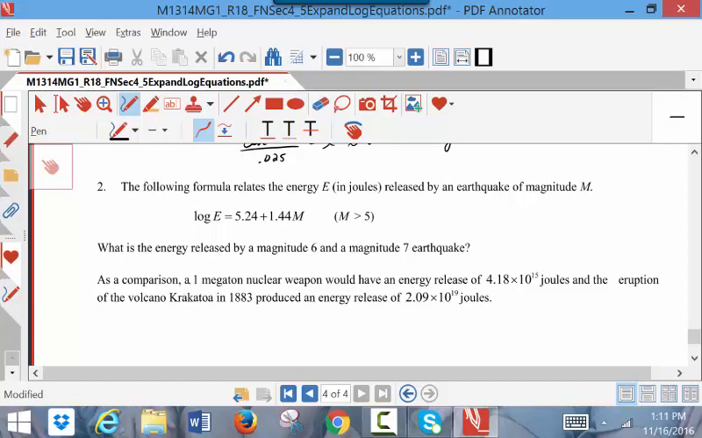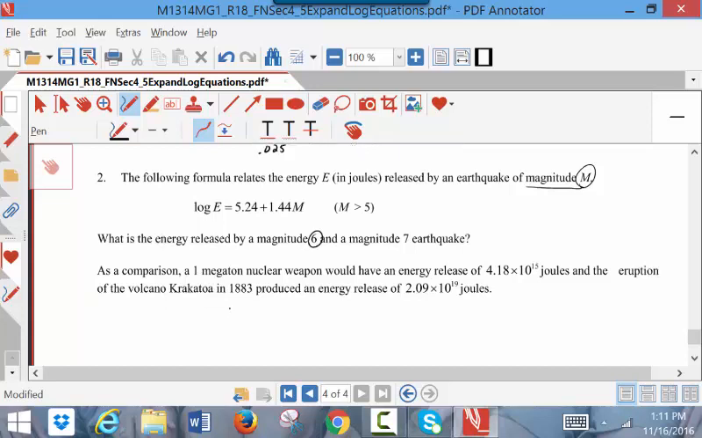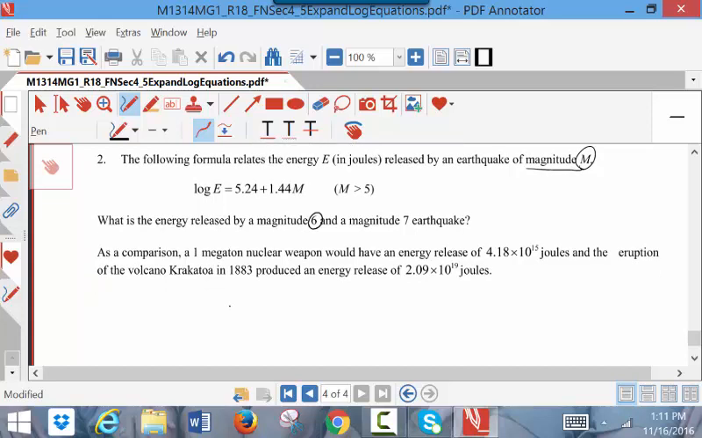Okay, so your magnitude is your m. When they say a magnitude of 6, you're supposed to put a 6 in for m. And a magnitude of 7, you're supposed to put a 7 in for m. All right. What do they have to tell me here? As a comparison, a megaton, wow, that sounds big.